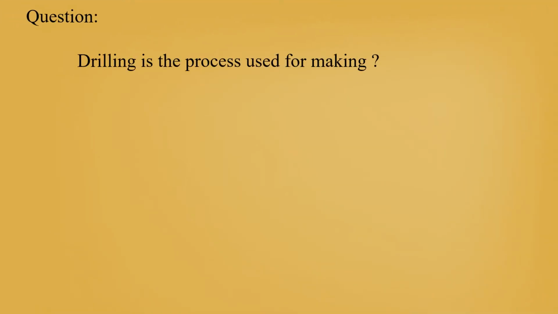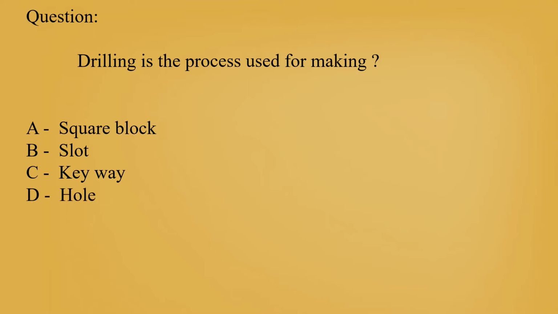Question. Drilling is the process used for making A. square block, B. slot, C. keyway, D. hole. The answer is D. hole.